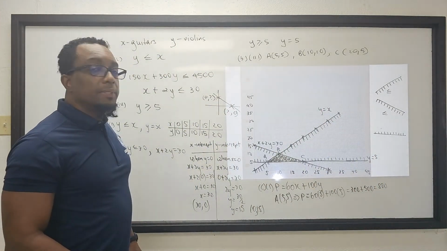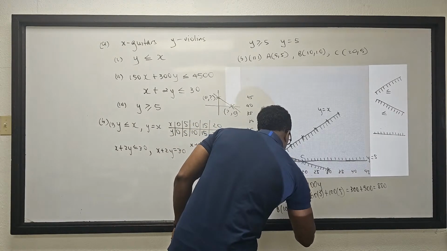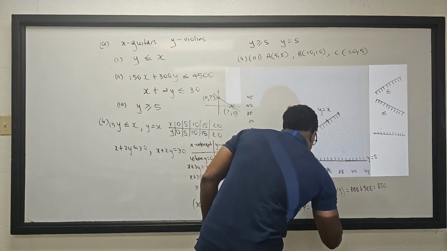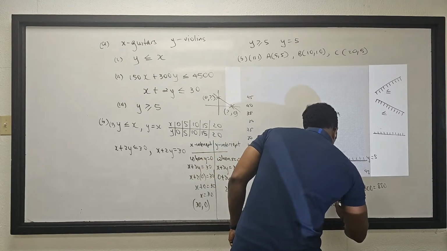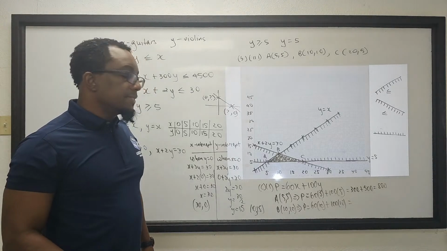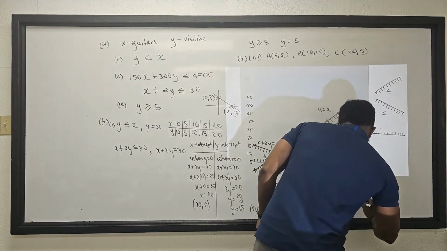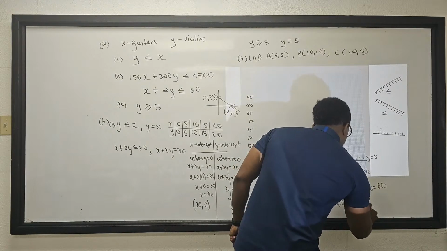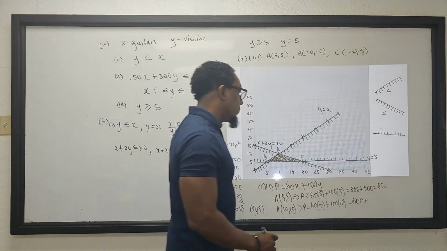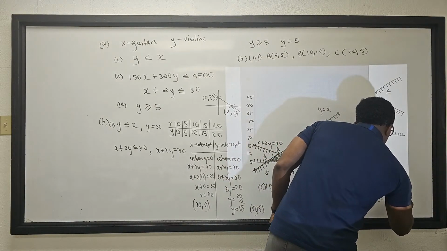When it's B, which is 10, 10, you're going to get your profit as 60 times 10 plus 100 times 10. 60 times 10 will be 600, sorry. And 100 times 10 will be 1,000. So that will be 1,600.